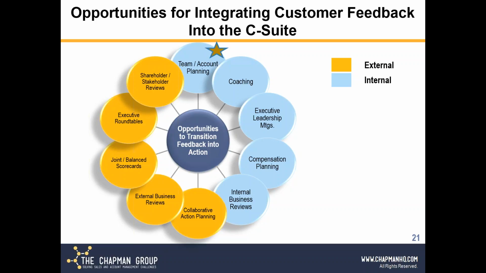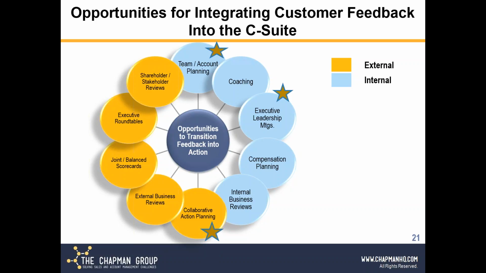Some very good examples: when we do our own team account planning, a core piece of the planning should be what feedback we have from the customer and how it applies to all levels within the customer. Another is our executive leadership meetings within our own organizations. It should be part of the cadence to review feedback, and when your leadership team meets with the executive leadership team of your customer, it's a great opportunity to share these relationship metrics.